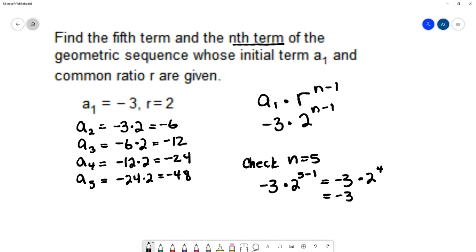is how much? Let's see, 2 times 2 is 4, times 2 is 8, times 2 is 16, and negative 3 times 16 is negative 48. So we get the same answer with both methods. So we found the fifth term of the sequence to be negative 48, and the nth term of the sequence to be negative 3 times 2 to the n minus 1.